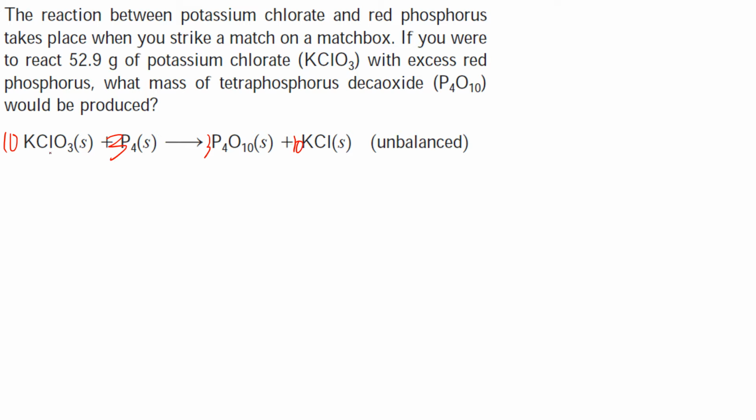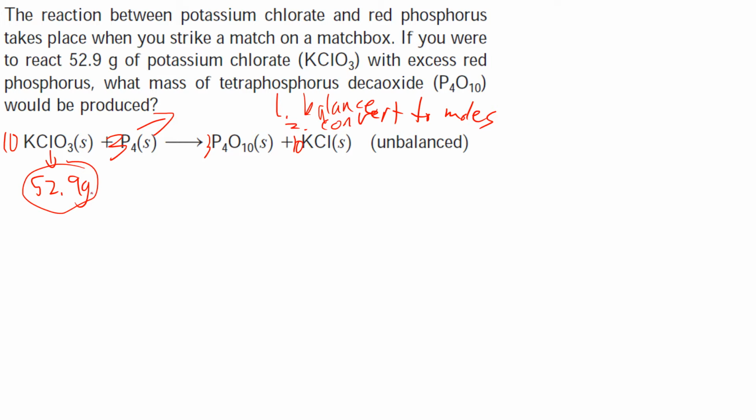It tells us that we react 52.9 grams of potassium chlorate with excess red phosphorus. So when we know it's excess, that means we have so much of this that this is not going to be the limiting reactant. Think of it like that. So our first step was balance, which is what we did. The second was convert to moles. So let's convert 52.9 to moles.